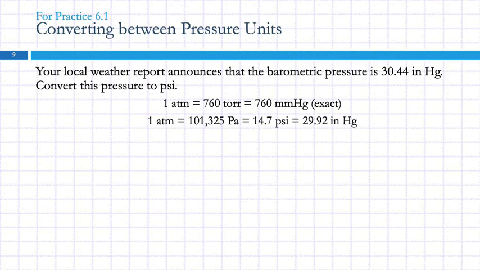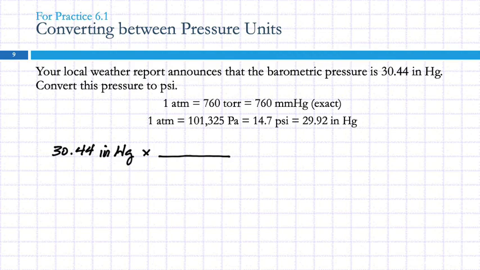But let's do this example. Your local weather report announces that the barometric pressure is 30.44 inches of mercury. Convert this pressure to PSI. This is just dimensional analysis. So we're starting with 30.44 inches of mercury. And we can always do these in one step.